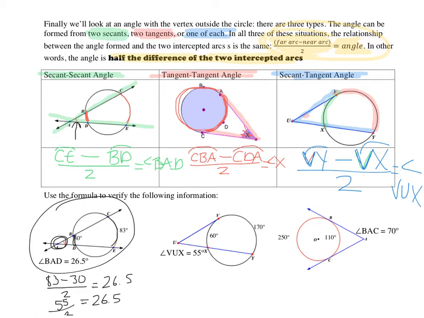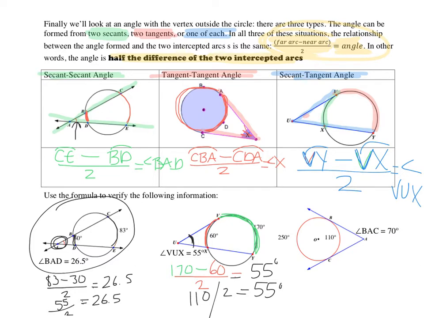In our second one, the far arc is this one out here. This one's made up from one secant and one tangent. So my far arc is 170. I subtract the near arc, which is VX, so it's 60 degrees. I divide that by 2, and we should get our angle measure, which we're talking about this one right here, angle VUX, which is 55 degrees. 170 minus 60 is 110. We divide that by 2, and that does equal 55 degrees.